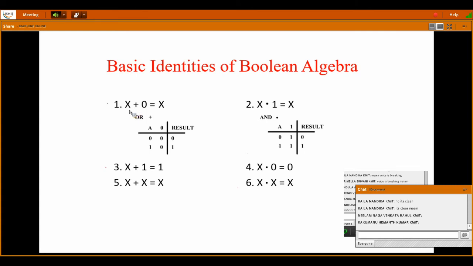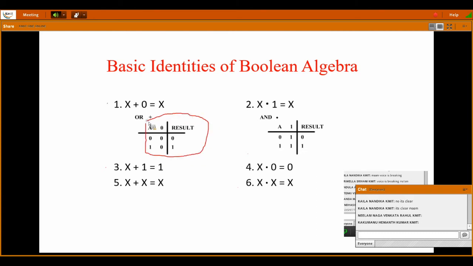Okay. So any variable ORed with 0 will be the variable itself. It means it is nothing but ORing a variable. If you do an OR operation for a variable, it will be the variable itself. So here there is a small truth table also given.